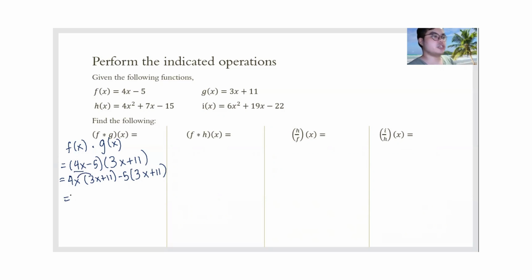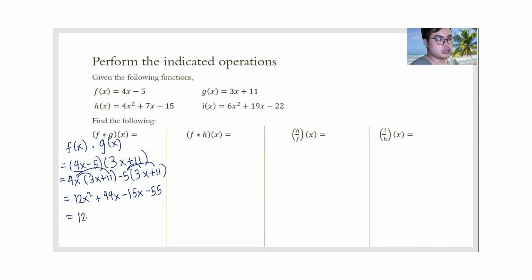So 4x times 3x will be 12x squared, plus 4x times 11 will be 44x. Then negative 5 times 3x will be negative 15x. Then negative 5 times 11 will be negative 55. This 12x squared is the only term that has the literal coefficient of x squared.